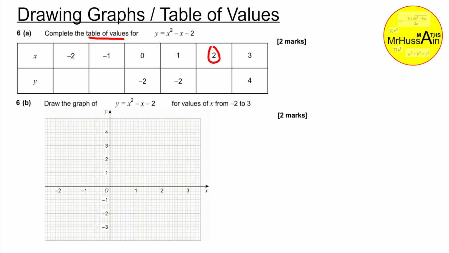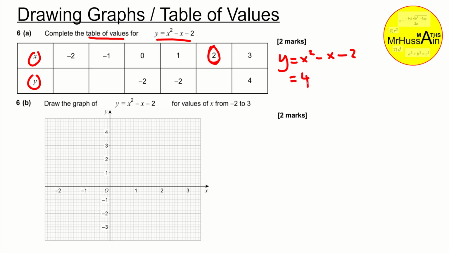You need to substitute this x coordinate. Remember, the top is x, the bottom is y. You need to substitute this x coordinate into this. It clearly says y equals x squared minus x minus 2. Lots of minuses to challenge you. So we need to put x as 2 in there.